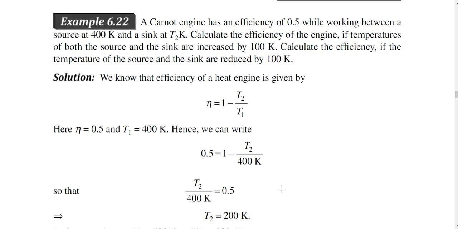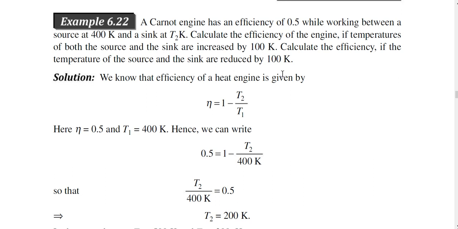A Carnot engine has an efficiency of 0.5, while working between the source at 400 Kelvin and a sink at T2 Kelvin. So the source temperature is given, and the sink temperature is T2. Calculate the efficiency of the engine if the temperatures of both the source and the sink are increased by 100 Kelvin. Calculate the efficiency if the temperatures of the source and the sink are reduced by 100 Kelvin.